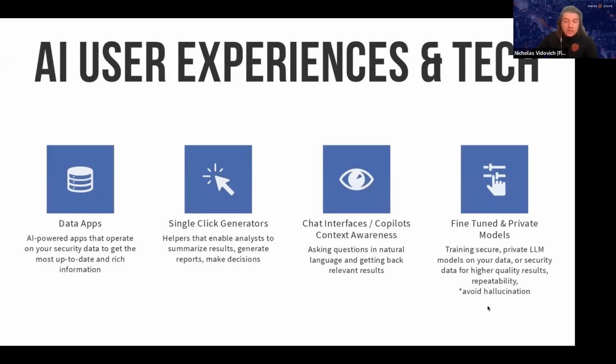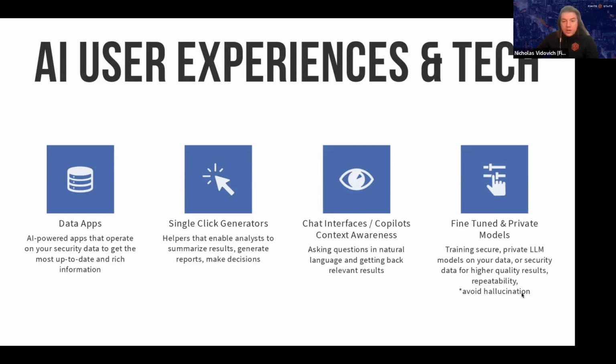We've got chat interfaces and co-pilots, and here I'm also talking about context awareness. So when you're looking at a specific product and all the security information that you have about that product, being able to use these tools in the context of what you're looking at, in the context of the vulnerabilities that you're looking at, is going to become incredibly powerful. And then the concept of fine-tuning and having private data models, really training these things in a secure way and keeping private models is going to be incredibly important, especially when you're talking about security data for your products.